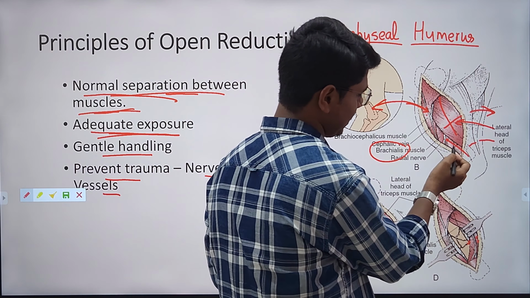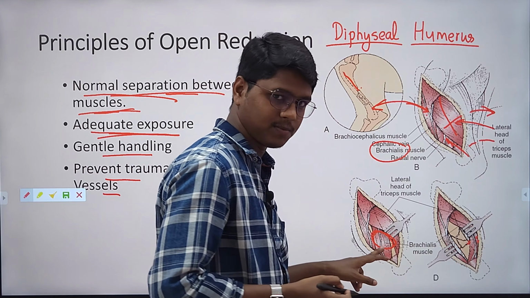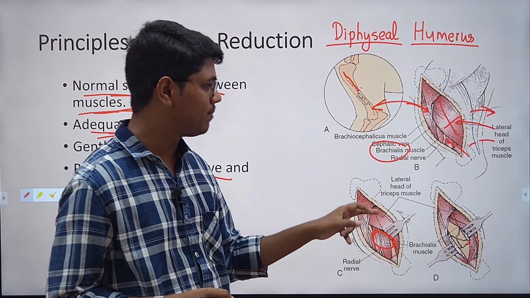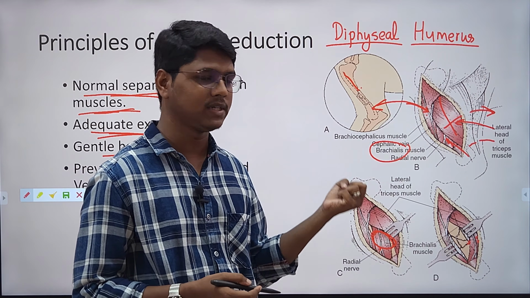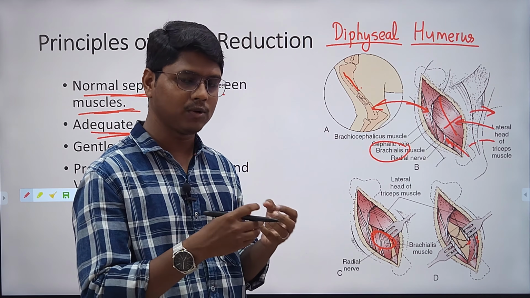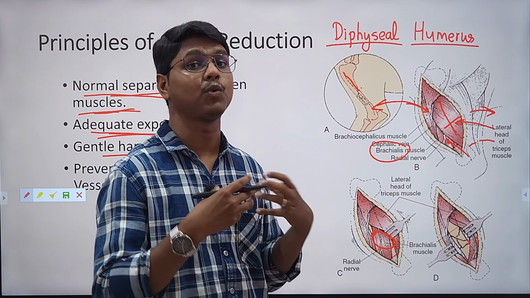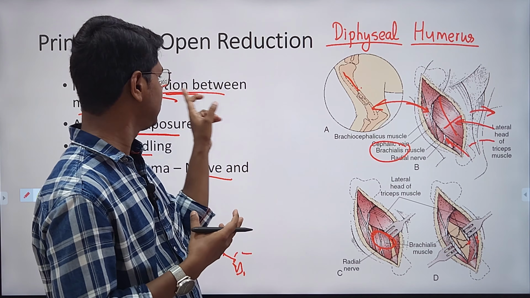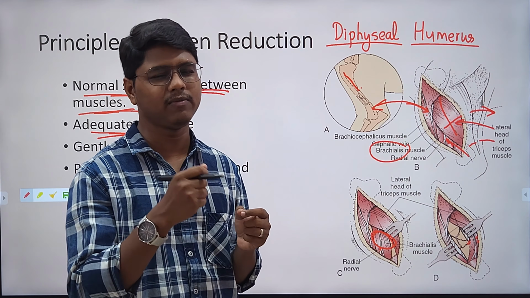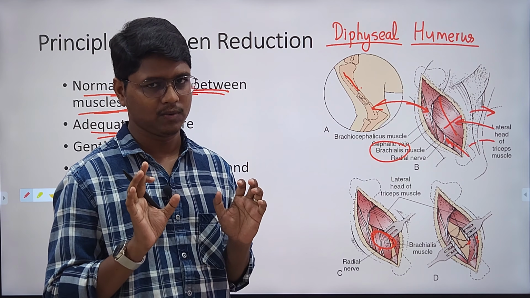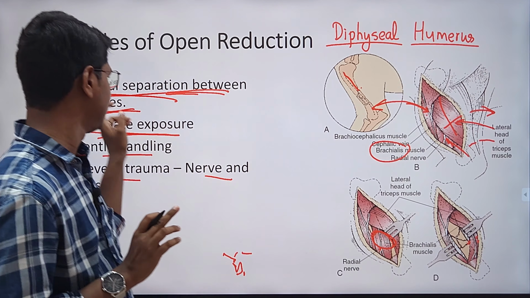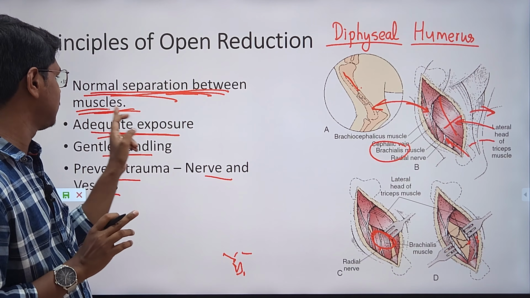Instead of doing this, if you simply cut through the belly of the triceps and the belly of the brachialis muscle, there is every chance you will cause radial nerve injury, or when you cut through the belly, bleeding will be profuse. But when you do this separation between muscles, bleeding will be very minimal. So this is basically the principle: you should go through the separation between the muscles.